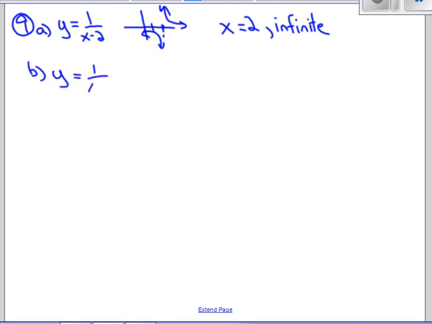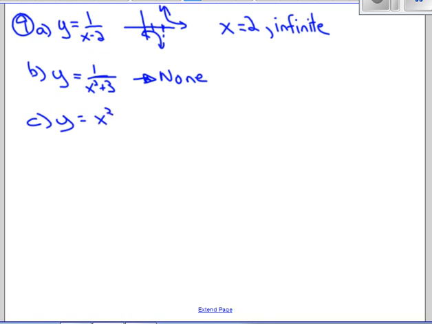B, y equals x squared plus 3. Now let's think, is there any number you can put into this that makes you do something illegal, like divide by 0 or square root of a negative or log of 0 or a negative? There's nothing. This one's fine. If I put in negative a million, no problem. If I put in 0, no problem. If I put in a million, no problem. So there are no discontinuities.